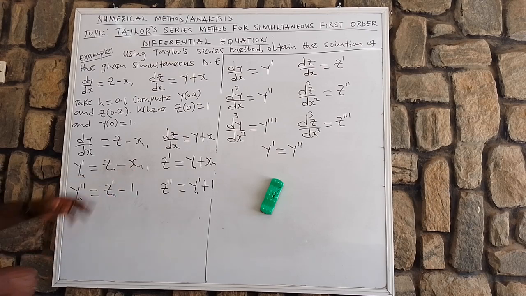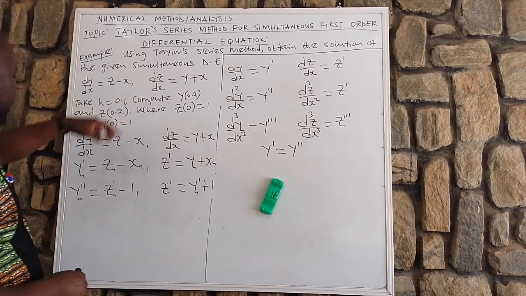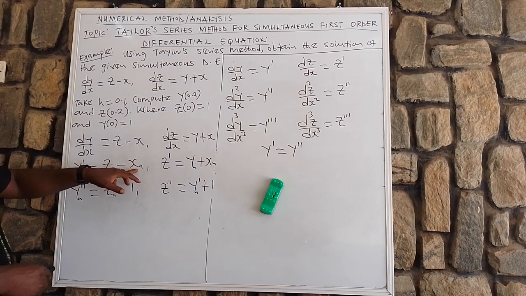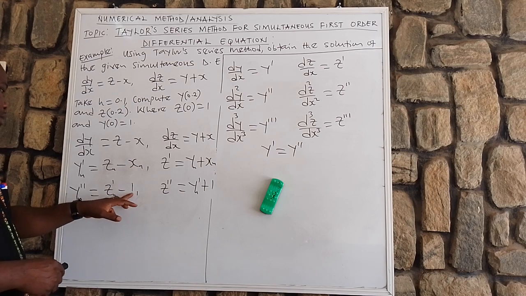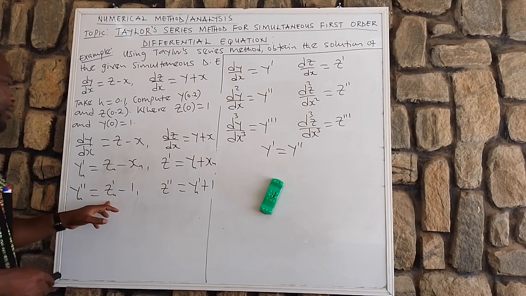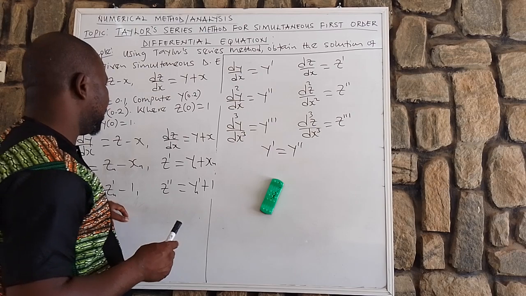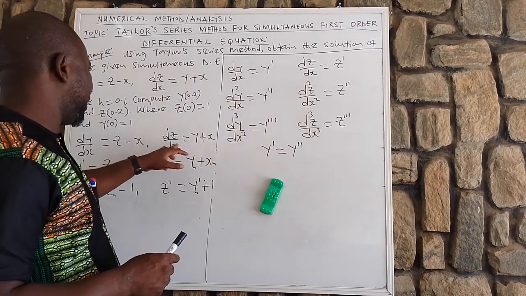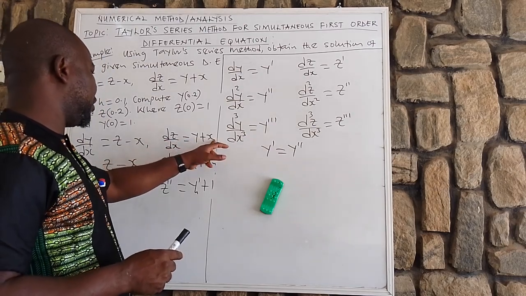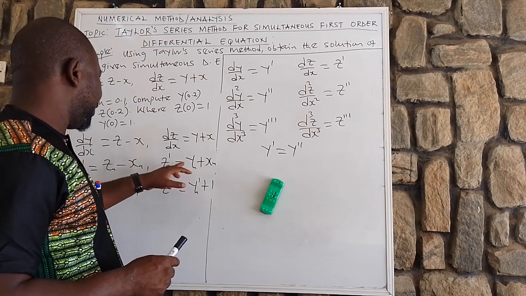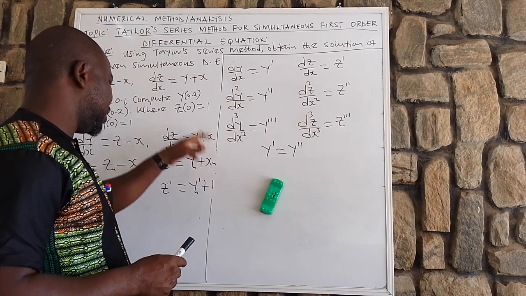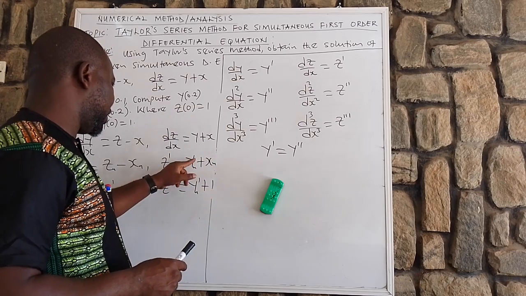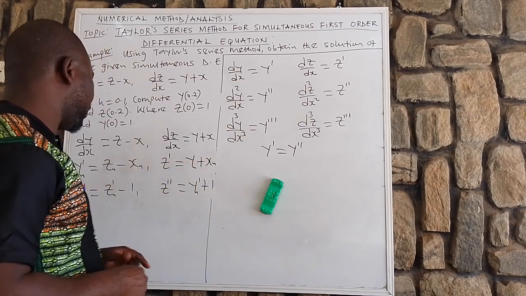I know you are confused a little bit because of this. I told you that we are differentiating with respect to x. So this will be 1, while this one will be prime. Please take note. The same applies here: we are differentiating with respect to x, so here will be 1. If you differentiate x, it gives us 1. If you differentiate y, it gives us y prime.